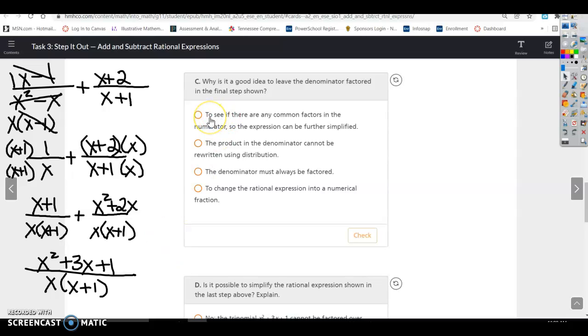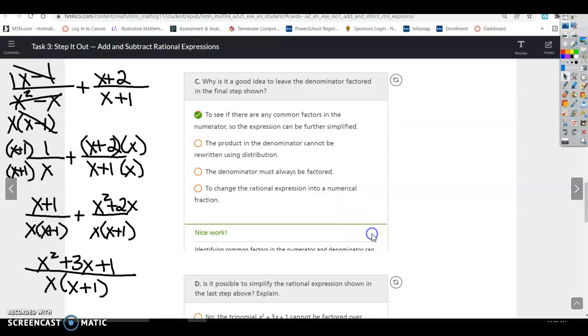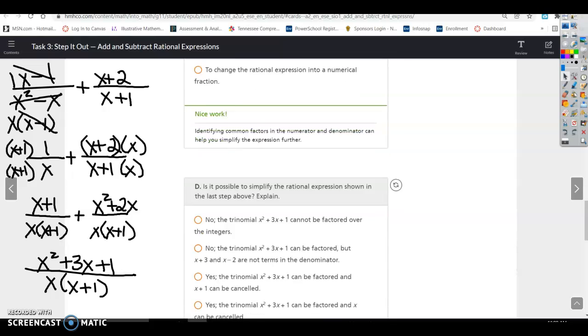So let's see what it says. To see if there are any common factors in the numerator so the expression can be further simplified, that would be true. The product in the denominator cannot be rewritten using distribution. The denominator must always be factored. That's not necessarily true. It's nice having the denominator factored, but it doesn't have to be factored. Let's see, to change the rational expression into a numerical fraction. All right, so I think the best answer here is so that you can see if there's any common factors to further reduce.